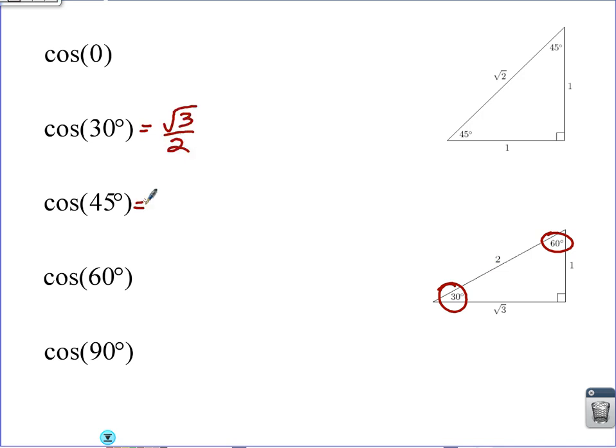Cosine of 45, well, look, opposite over hypotenuse, adjacent over hypotenuse is the same thing. Cosine of 45, root 2 over 2. Cosine of 60 is the same thing as the sine of 30, which is a half. And you see the pattern. Cosine of 0 will be 1. Cosine of 90 degrees will be 0.